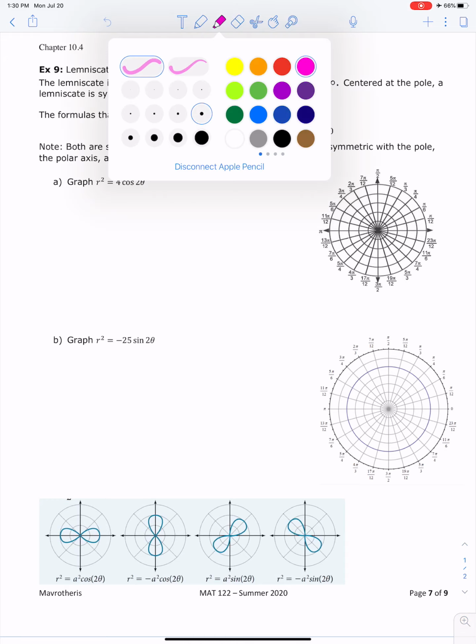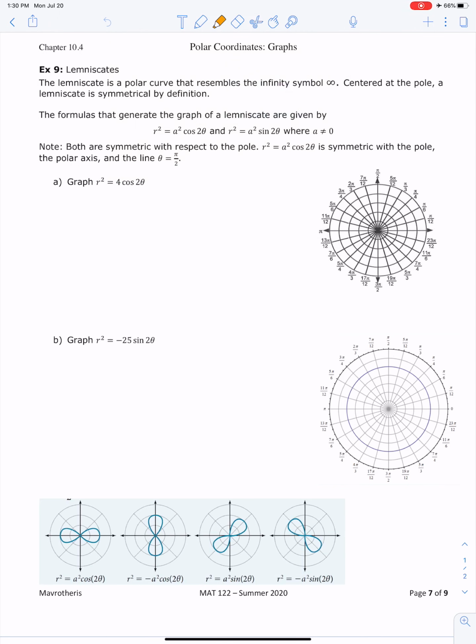Okay, so symmetry. This tells me right up here that we're going to graph r squared equals 4 cosine 2 theta. And this is telling me that this is going to be symmetric with respect to the pole, the polar axis, and the line theta equals pi over 2. So I am not going to check for symmetry. I'm going to assume that they are not pulling my leg, and we're going to go from there.